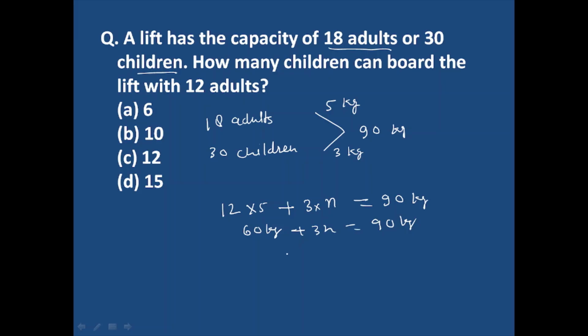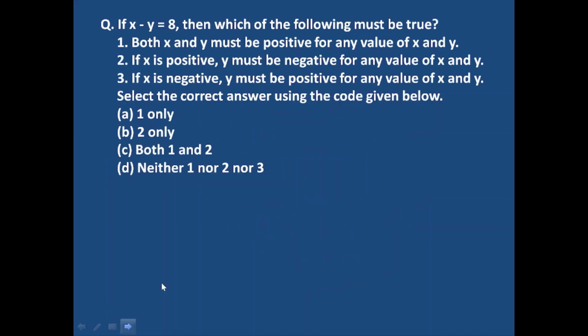So the value of 3n will be 30, so the value of n will be 10. So the number of children that can board with 12 adults is 10, so option B will be the right answer. This question was basically based on LCM and HCF, so I hope you understand this question better.